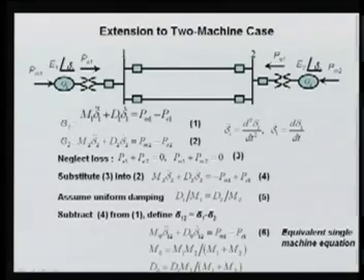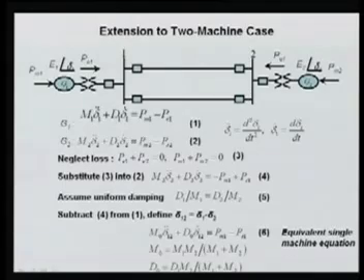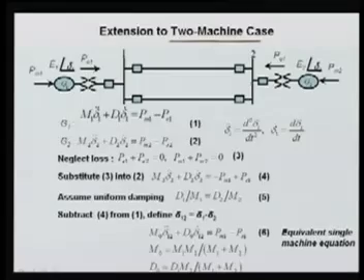Now the same theory can be extended and applied to the two machine case, in which the two machines have different inertia constants, and we can add them and apply together. So in this case we want to apply the equal area criteria for the two machine case, which is a special case, and this two machine case can be represented by an equivalent single machine connected to an infinite bus.